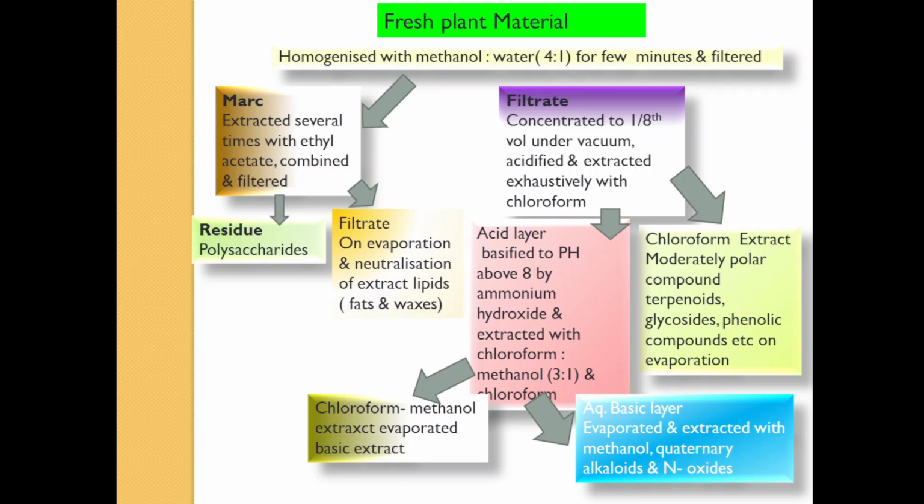Now the fresh plant material which is taken is homogenized with methanol and water. The ratio is 4:1. Suppose 40 ml of methanol is taken, 10 ml of water, then the powder drug is taken and it is homogenized for a few minutes and then it is filtered. After filtration, the inert insoluble material which is left on the filter paper is the marc.